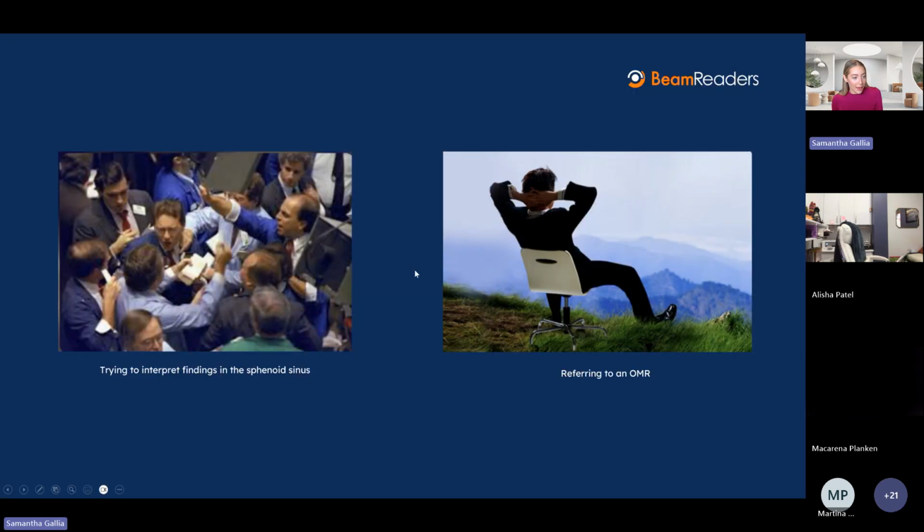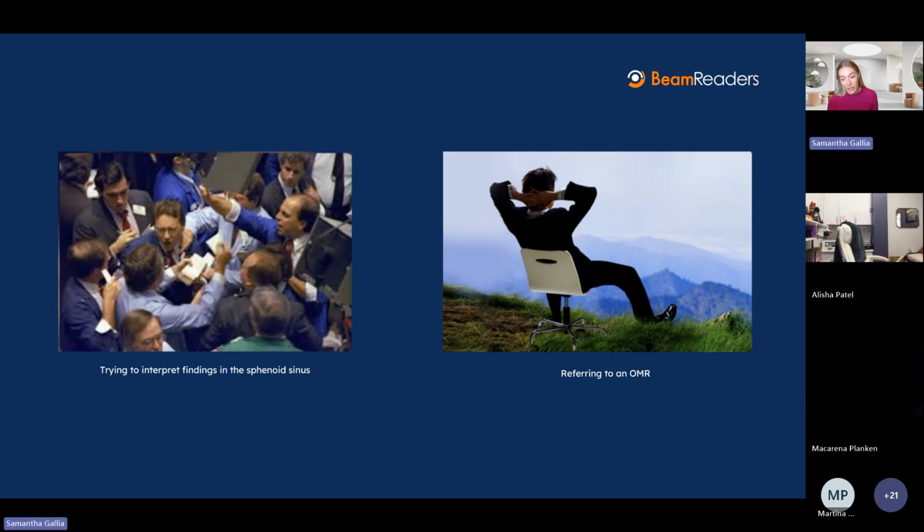So on the left, we have trying to interpret findings in the sphenoid sinus, and on the right, we have referring to an OMR. Like I said, I work for Beam Readers and we write radiology reports. Occasionally it can be for 2D radiographs, but most often it's for CBCTs. We have dentists who send almost every CBCT that they take because they include it as a charge to the patient. They say it's necessary and they get the liability totally off their hands.